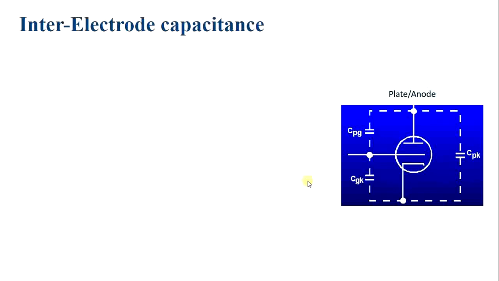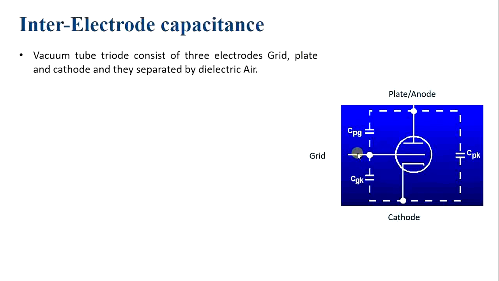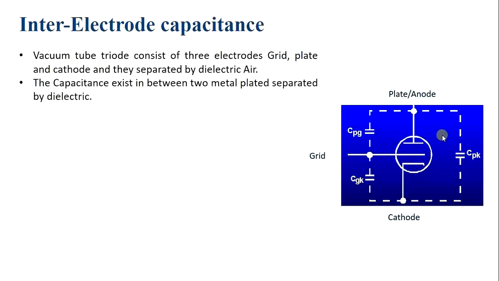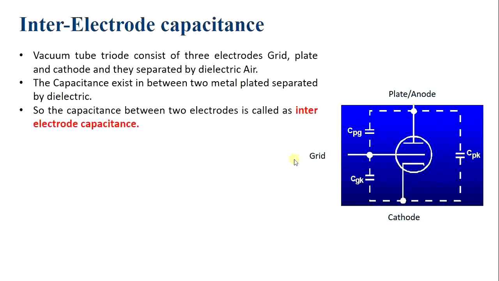The figure is showing you the triode. This is the anode terminal, which is also called the plate. This is the cathode terminal of the triode, and this is the grid terminal of the triode. Vacuum tubes consist of 3 electrodes, as I said earlier. These electrodes are the grid electrode, plate and the cathode, and they are separated by a dielectric, air. We know capacitance exists between two metal plates when they are separated by a dielectric. So the capacitance between the two electrodes, as shown over here, is referred to as the interelectrode capacitance.